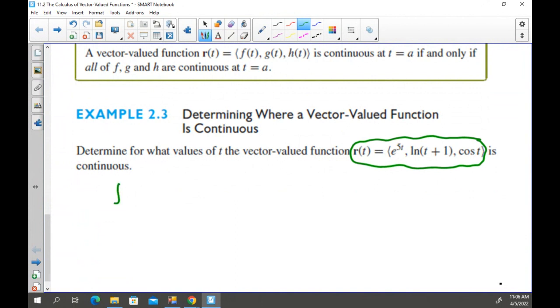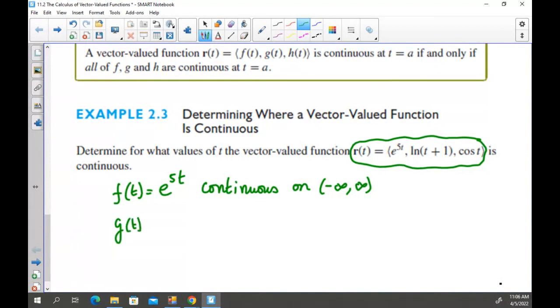Okay, so let's look at the different functions. The first one, f, e to the power of 5t, is continuous. This function is continuous for all values of t, on the whole interval minus infinity to infinity. No problem. It's continuous, it has a derivative, everything.